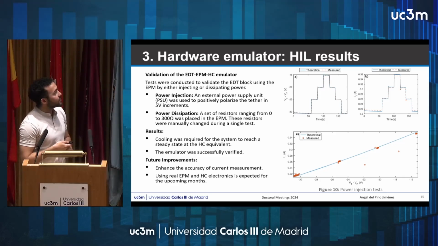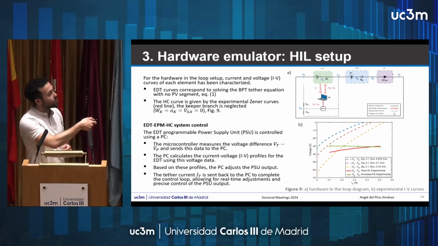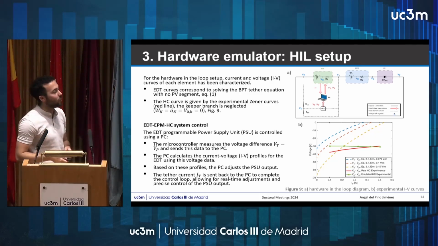So for the future, we would like to include the real electric power module supply that is currently being developed at Zener Aerospatial, and also we would like to improve the hollow cathode curve. The real one is the red, and we are using this green curve, so we expect to improve this as well.